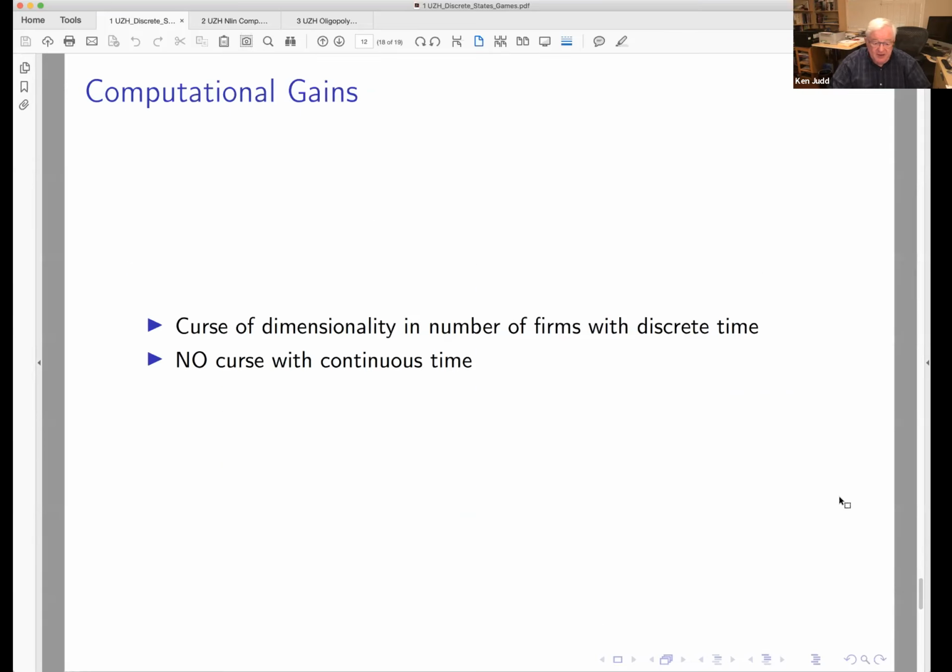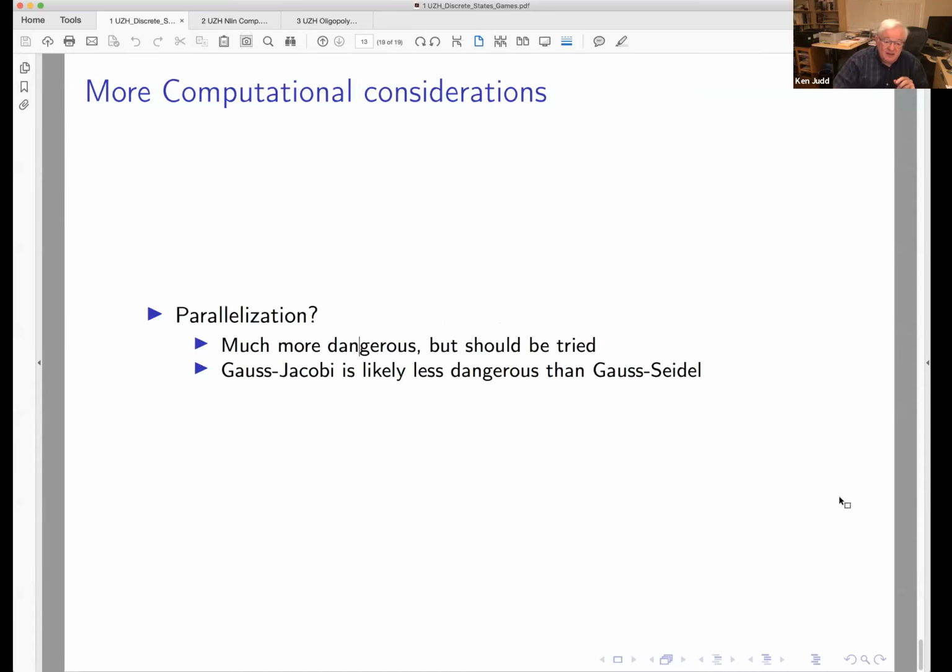So basically, the computational gains here by going to continuous time are enormous. The curse of dimensionality associated with computing the expectation is gone. Now, can we do better? The answer is yes, we surely can do better, and using massive parallelism is a way to do better. Massive parallelism with dynamic programming is a no-brainer because the key underlying operator is monotonic. Here, it's more dangerous, but I suspect that you can do Gauss-Jacobi or Gauss-Seidel with dampening, and you will be able to take advantage of massive parallelization.